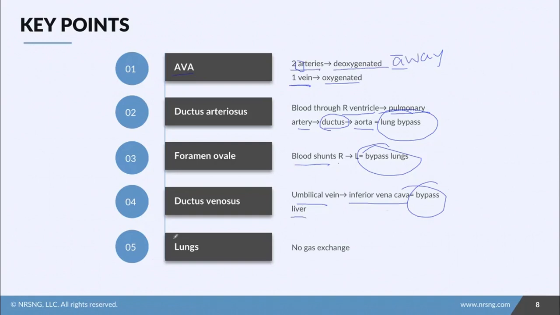And then our lungs. Just important to remind and remember that there's no gas exchange at all happening in the lungs. That is all happening in the placenta.